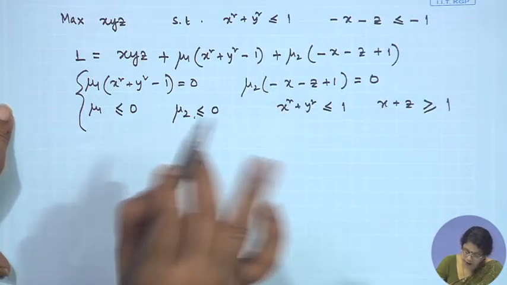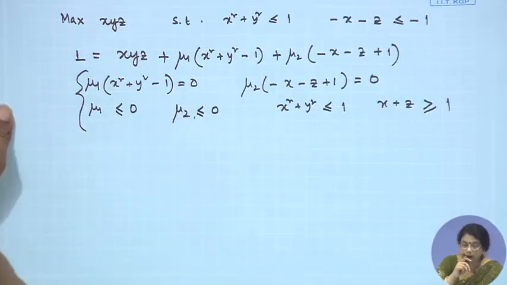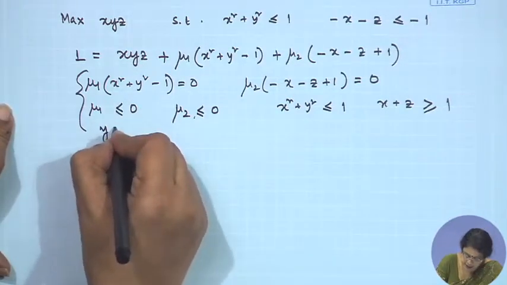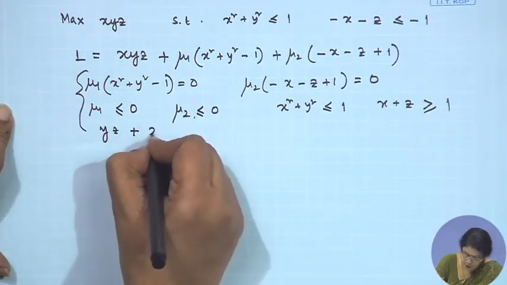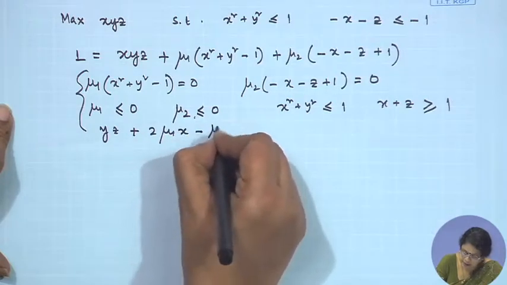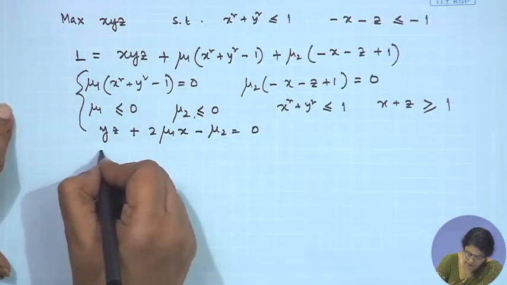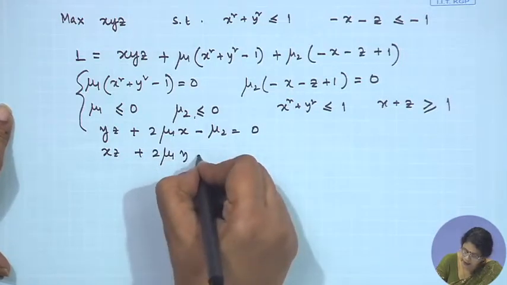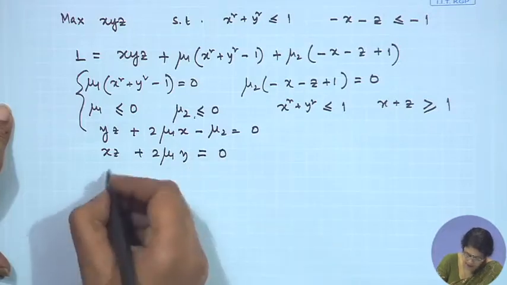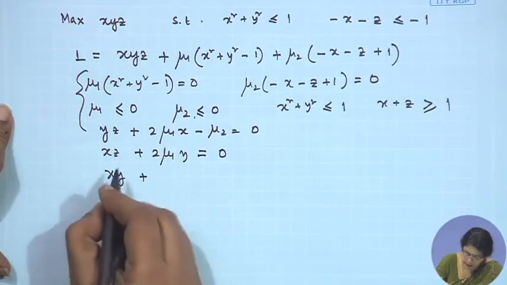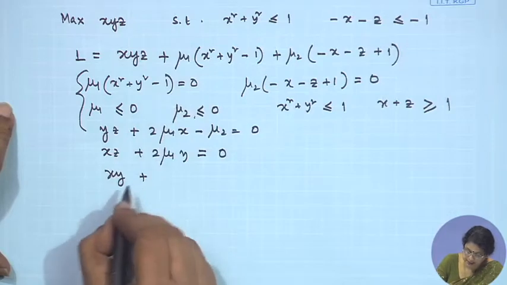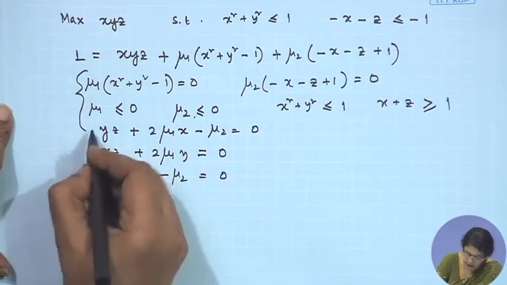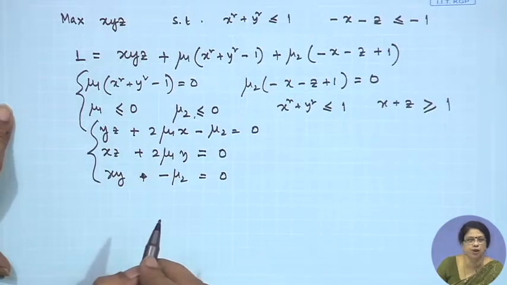Oh, I did not do that, the optimality conditions. We can have a set of optimality conditions: yz plus 2 mu 1 x minus mu 2 is equal to 0, xz plus 2 mu 1 y is equal to 0. Differentiating xy with respect to z, it would be xy minus mu 2 is equal to 0. These are all the optimality conditions for us.